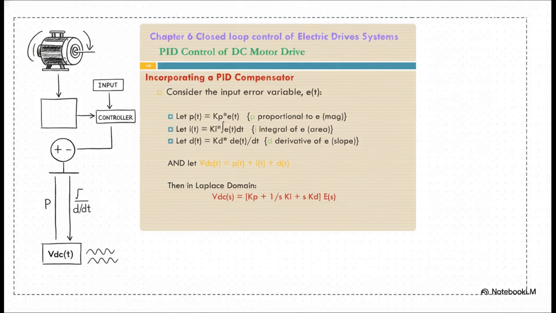The transfer function then calculates the command voltage, VDC. In the Laplace domain, this is represented as VDC(s) equals the error multiplied by the sum of our proportional constant, Kp, the integral term, which is 1 over s times Ki, and the derivative term, s times Kd.